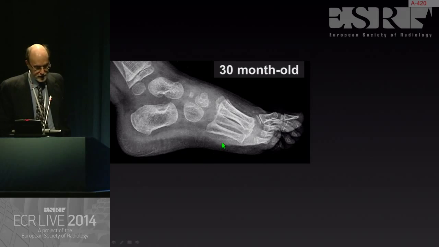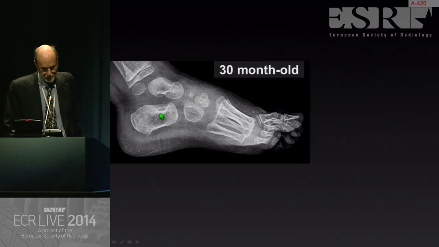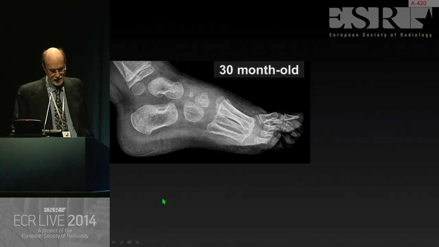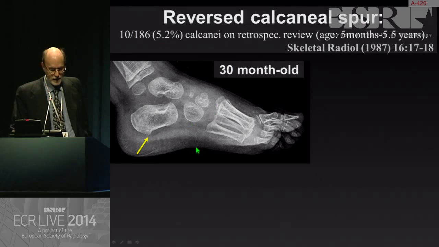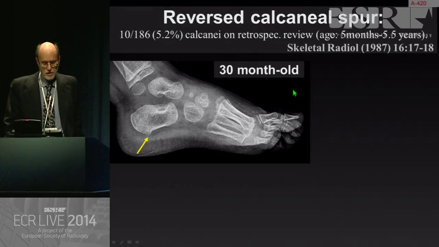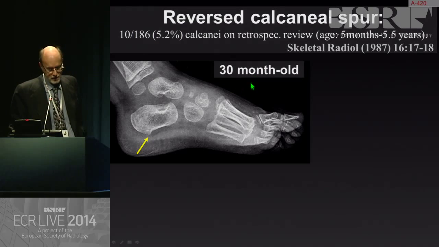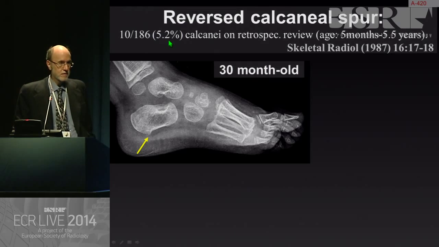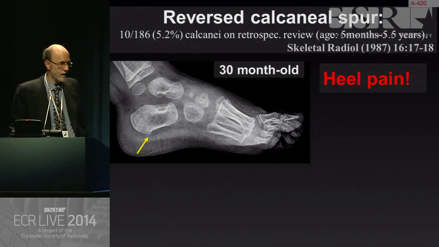Well, I present this case not because of this calcaneal pseudocyst, but because of this funny spur, which is called a reversed calcaneal spur. It's not in the location of the plantar fascia, it's reversed, and it seems that it's not very uncommon, because in this series it was seen at this age in about 5% of the cases. But it is reported to be asymptomatic, and this patient had heel pain.